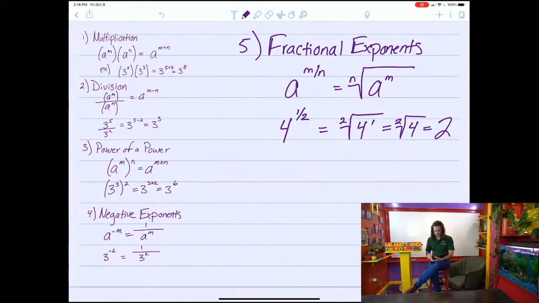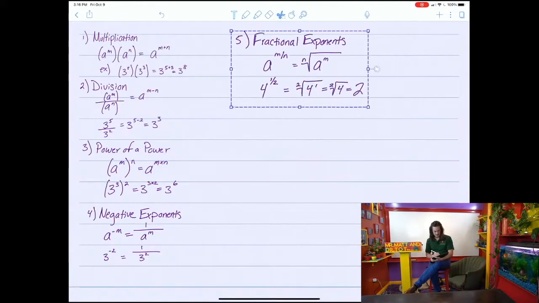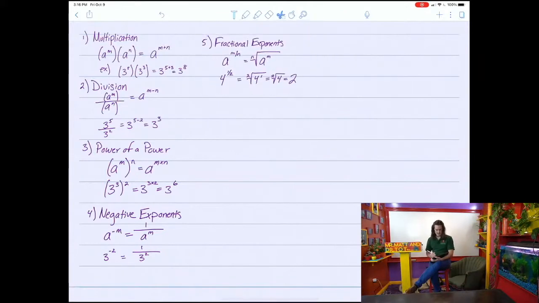If there's any questions, again, just let me know. We're going to get into some problems here in just a second. I just want to make sure everybody is fully afoot on all of the rules. Last rule is called dropping the bases.